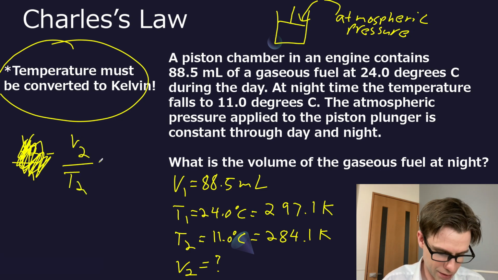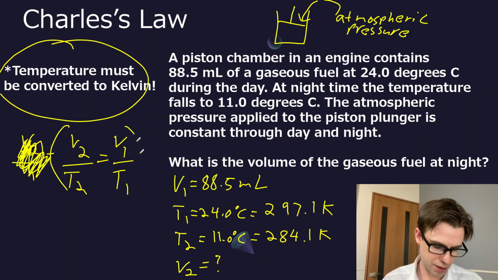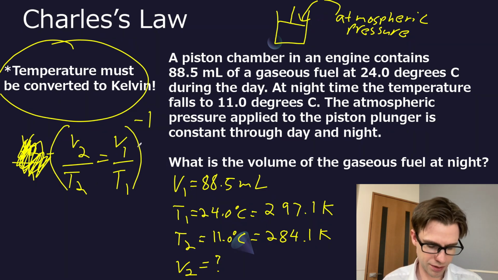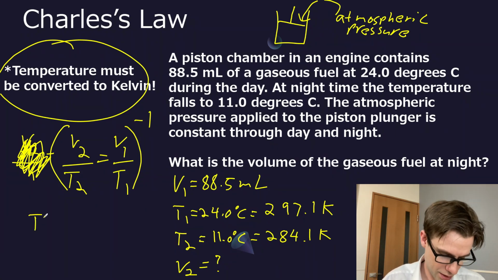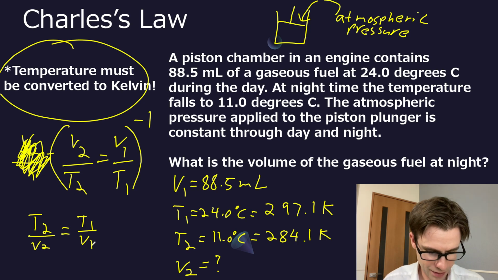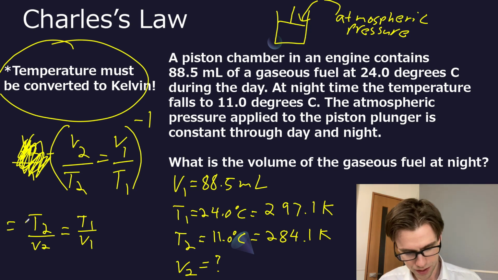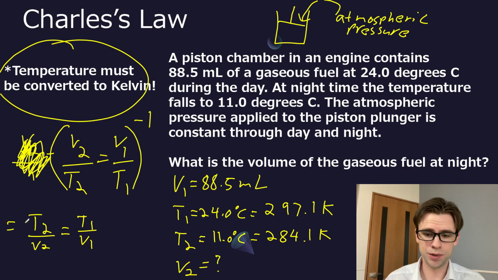V2 over T2 equals V1 over T1. You could write that, that's true. But what if we take the reciprocal, take the power of minus 1? We will get T2 over V2 equals T1 over V1. This is also a version of Charles' law. And we could write T1 over V1 on the left equals T2 over V2 on the right. You can change the positions of these things around to best suit what you're trying to find in the question.